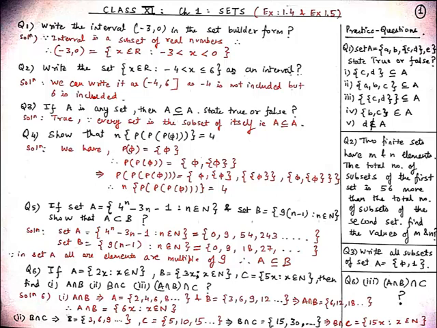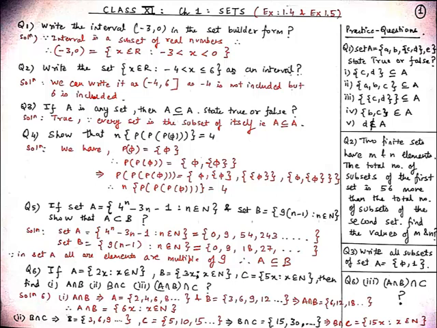So our first question for today is: write the interval (-3, 0) in the set builder form. As we know, students, an interval is a subset of the real numbers. So (-3, 0) in set builder form can be written as {x belongs to R such that -3 < x < 0}. And here we will not include -3 as well as 0 because it is an open interval.